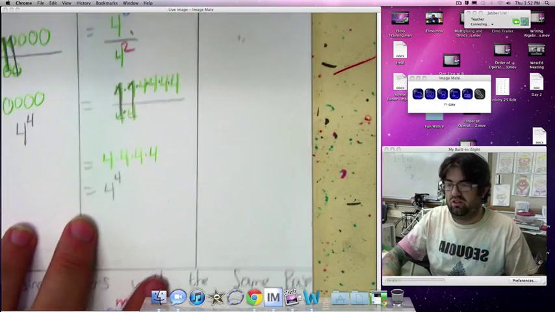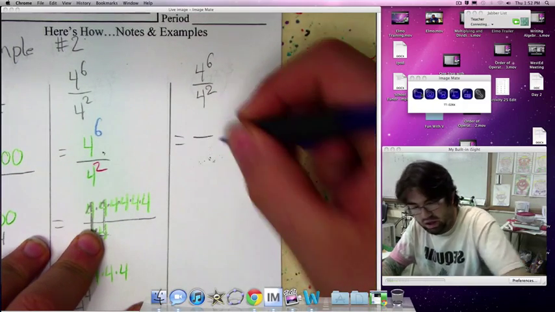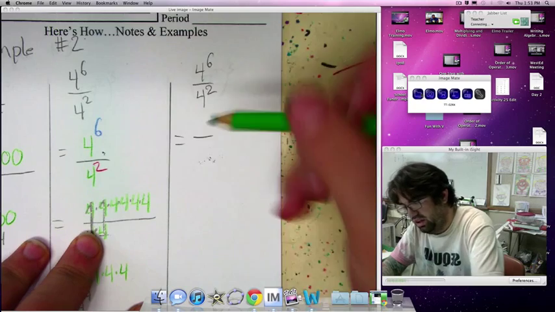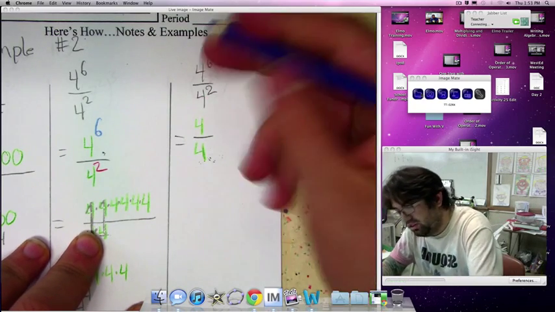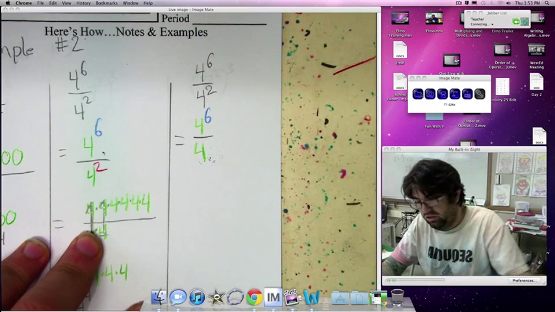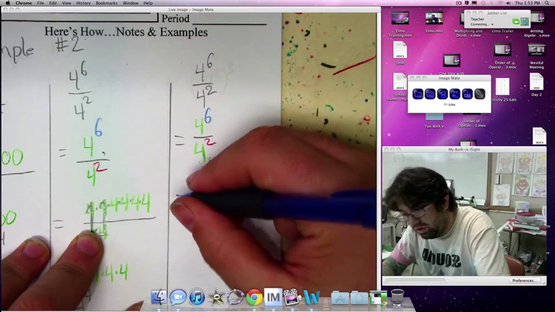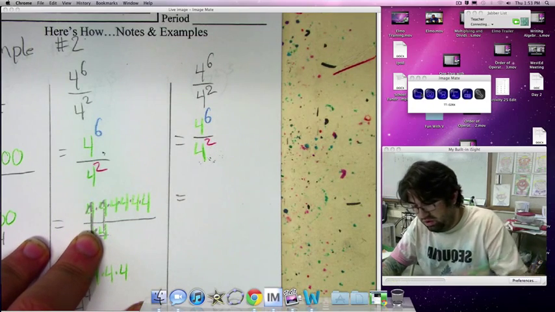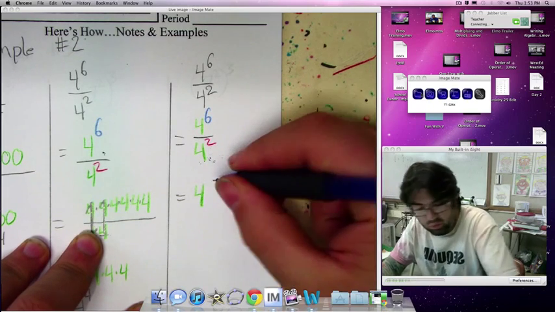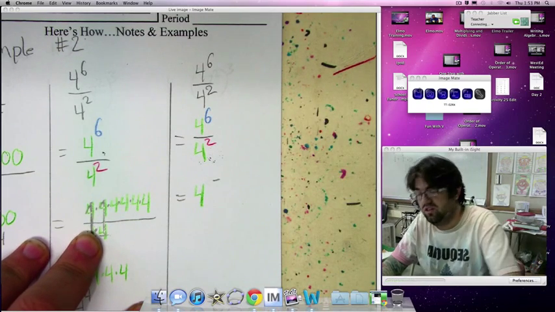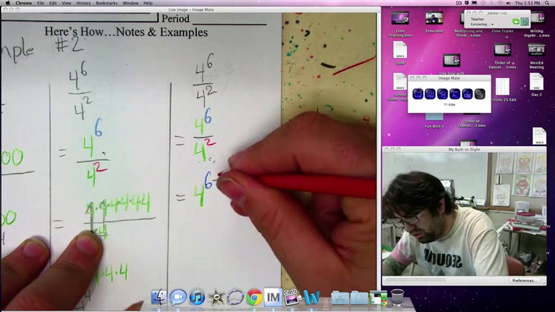So let's check this last one up. Let's use the rule. I am going to color code yet again. This is 4. This is 4. This is a 6. This is a 2. I'm going to put another equal. And then we've got 4 raised to the, what are we doing with the exponents? We're going to subtract 6 minus 2.